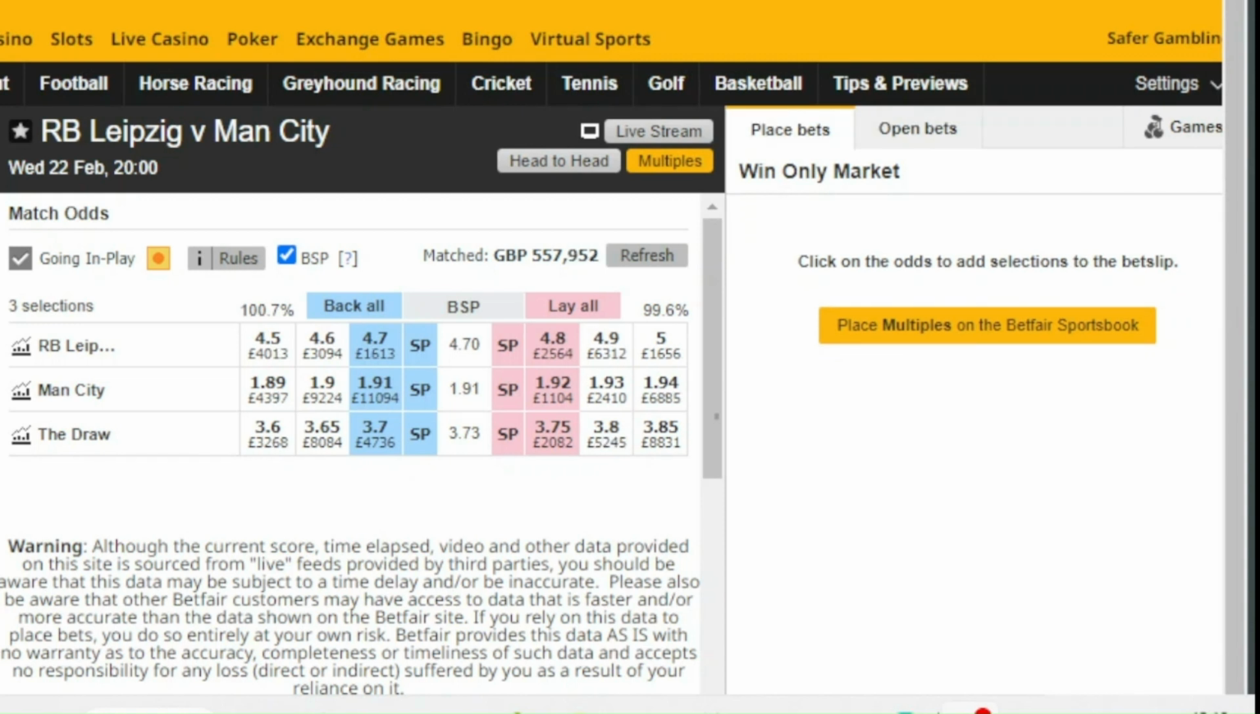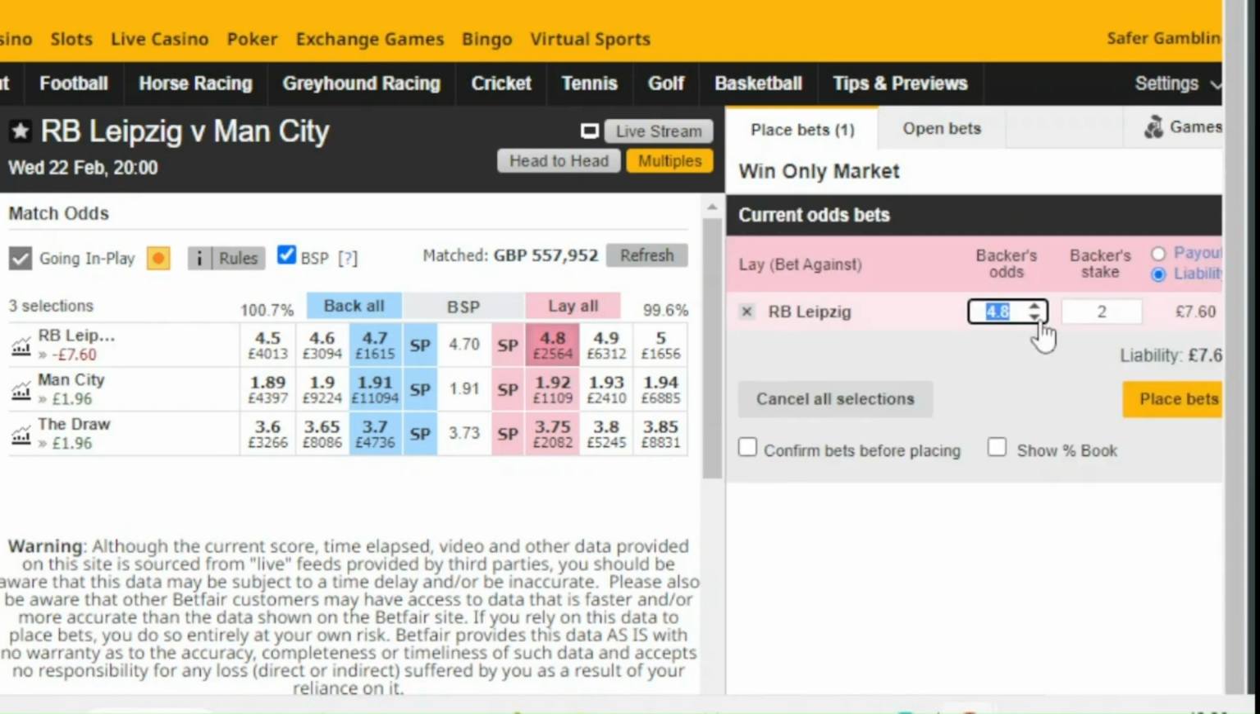So let's take Leipzig as an example again. We can see that Man City have actually started off at a blistering pace. Leipzig are struggling. We can then lay Leipzig at 4.8, or let's say we can aim for 4.7, which is a tick better, and let's say we want to lay them for £10.